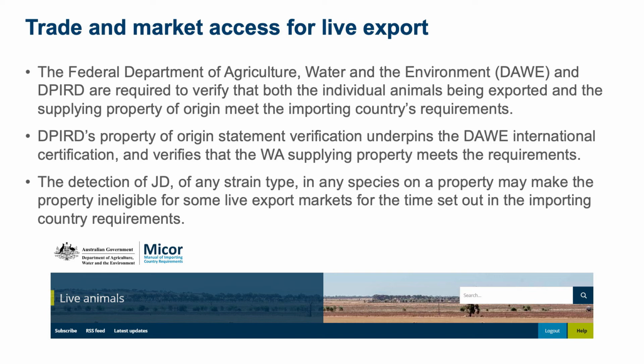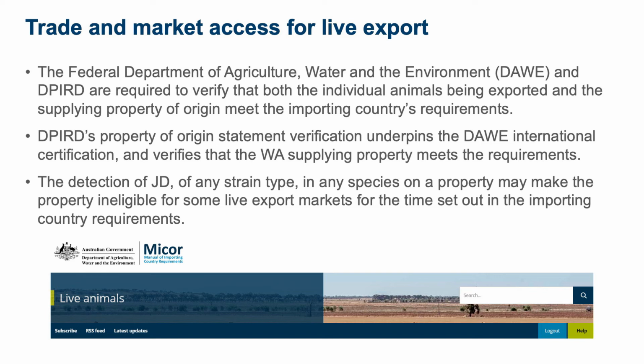DPIRD's Property of Origin Statement verification underpins the DAWE International Certification and verifies that the WA supplying property meets the requirements. Requirements for JD vary between different countries, and producers should contact DAWE or view the Manual of Importing Country Requirements, or MICOR, for specific market requirements.